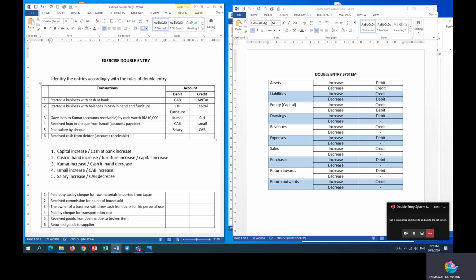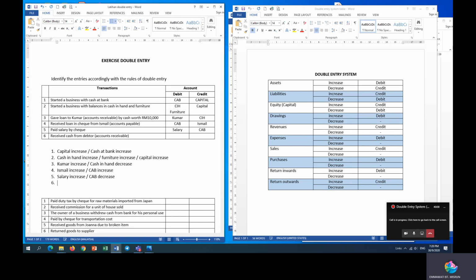So if you receive cash from debtors, it means that your debtors, your accounts receivable, have come to you and made payment for his or her debt. So this is why you receive cash from him or from her. Okay. Now let's identify the two accounts. When you receive cash, it means that it has something to do with your cash in hand.